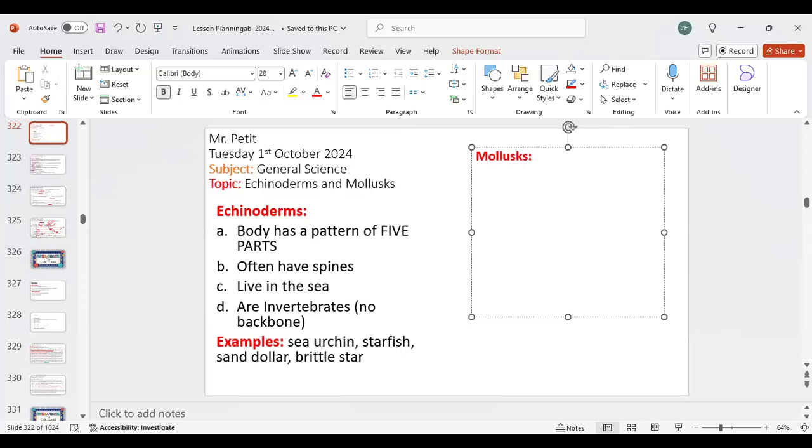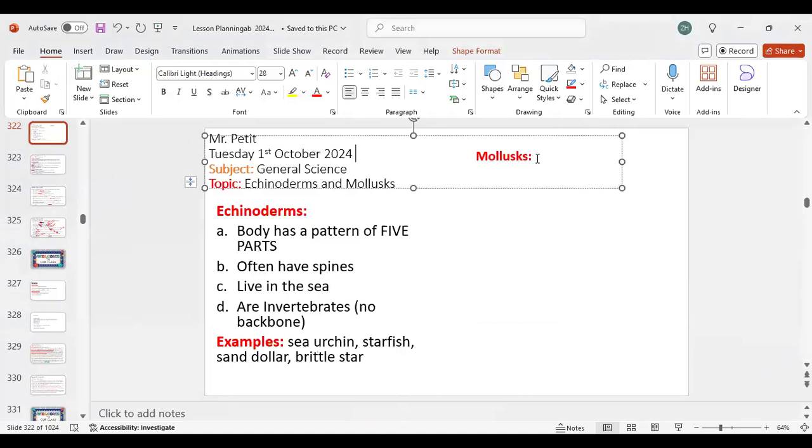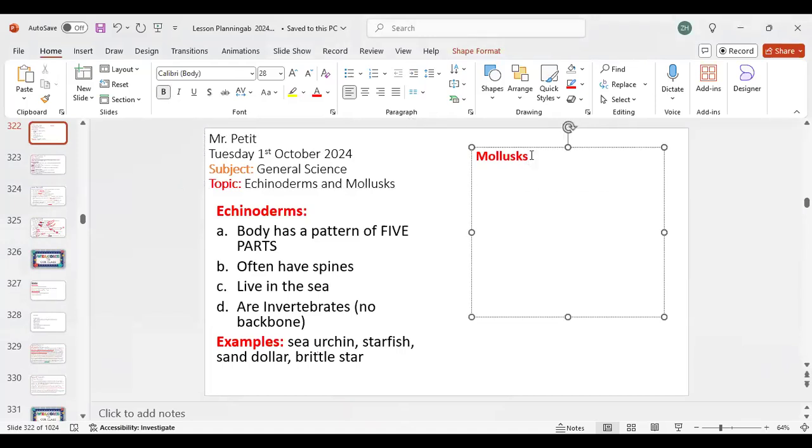Okay, so when we look at the mollusks, there are 3 types of mollusks, right? There are 3 types of mollusks. So you need to know all 3 classes of mollusks. Anyone know them?